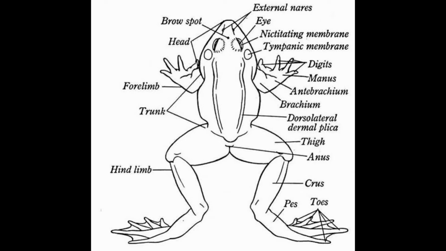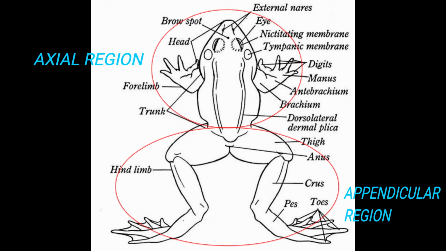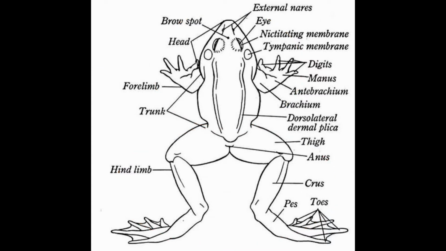The external features of the toad is divisible into two regions, the cephalotrunk and the appendicular region. The cephalotrunk region is composed of the head and the trunk with almost no neck at all, while the appendicular region is composed of the forelimbs and the hind limbs. First, we have the cephalotrunk region.